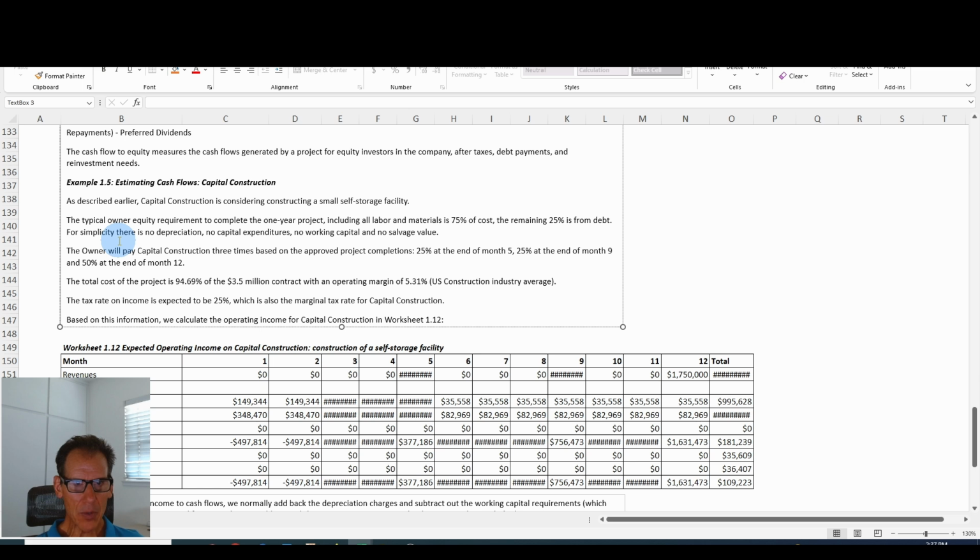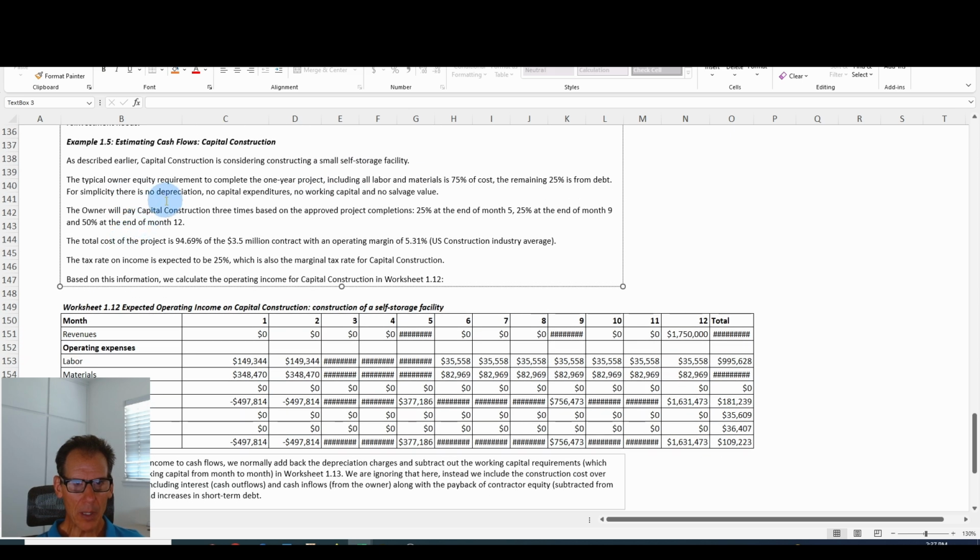Estimating cash flows, Capital Construction, as described earlier. Capital Construction is considering construction of a small self-storage facility. The typical owner equity requirement to complete the one-year project, including all labor and materials, is 75% of cost. The remaining 25% is from debt. For simplicity, there's no depreciation, no CapEx, no working capital, no salvage.